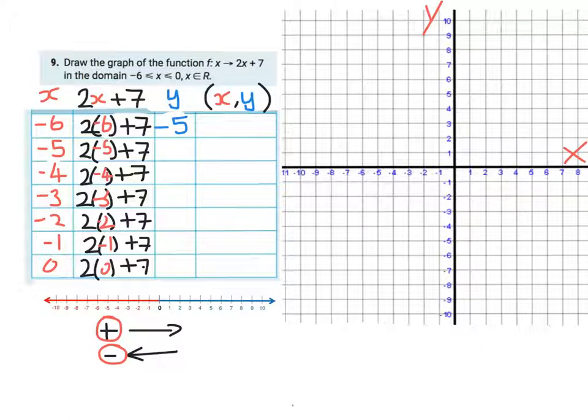Okay, the next one, minus 5 is our input. 2 times minus 5 is minus 10. Minus 10 plus 7 is going to give us minus 3. Okay, so continuing on then, we'll end up getting all of these numbers in our range, okay? And we know our range is the y coordinates, right?